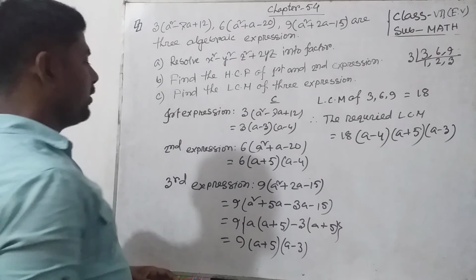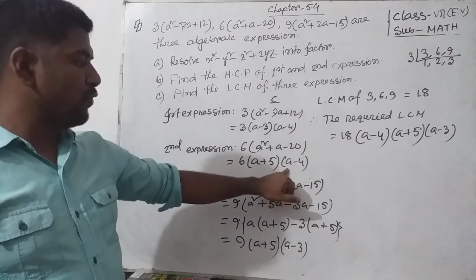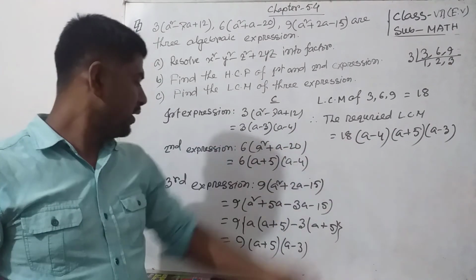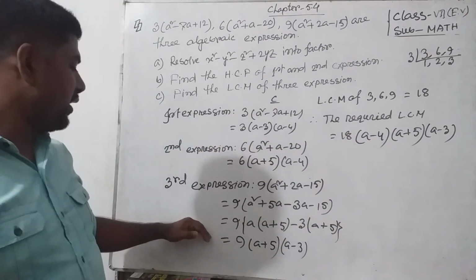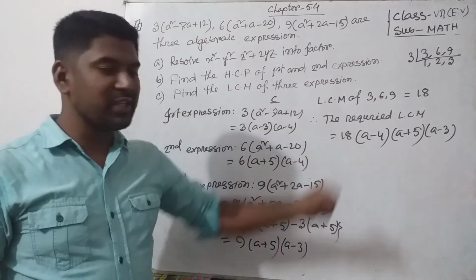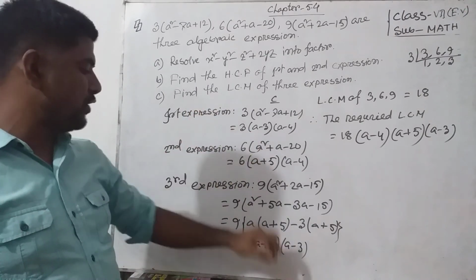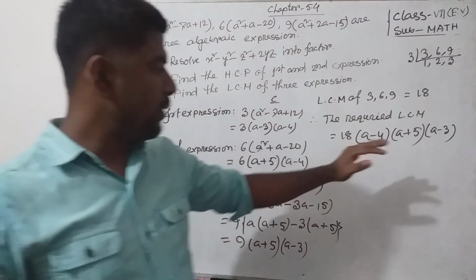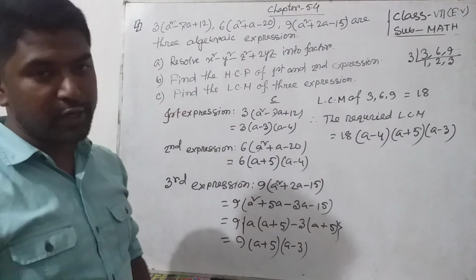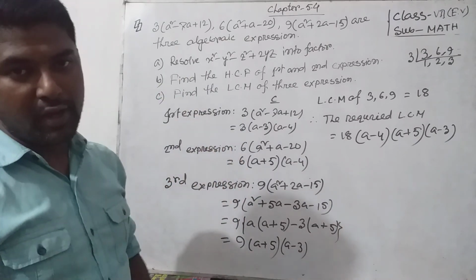ওকে, দেখো আমাদের প্রথম এক্সপ্রেশনে a minus 4 ফার্স্ট এবং সেকেন্ড এক্সপ্রেশন কমন ফ্যাক্টর, সো উই টেক a minus 4. সেকেন্ড অ্যান্ড থার্ড এক্সপ্রেশনে a plus 5 কমন ফ্যাক্টর, তার জন্য আমি a plus 5 লিখেছি। ফার্স্ট এবং থার্ড এক্সপ্রেশনে a minus 3 হলো কমন ফ্যাক্টর, তার জন্য a minus 3 লিখেছি। I hope everybody understands this creative question, and it is the last creative question of this chapter.